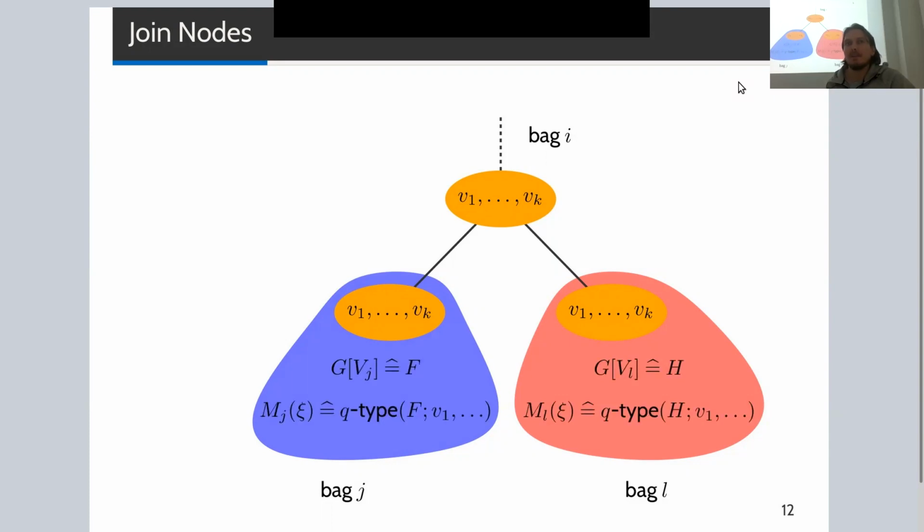And now let's translate our notion for our record tables to the notion that we used for Feferman-Vaught. So let's say F is the graph that contains the vertices below bag J, and similarly H is the graph that contains the vertices below bag L. Then our record for bag J is exactly the Q type of F on the vertices inside the bag. So there's a one-to-one correspondence between the Q type and our record for bag J. And of course, the Q type is computed on the vertices V1 to Vk. And similarly, ML is the Q type of H on our boundary vertices.